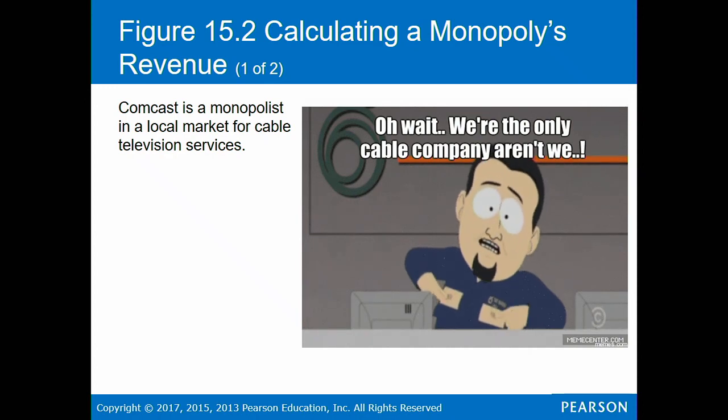So we'll look at Comcast as the example. They're a monopolist in the local market, in most local markets for television cable. When I moved to DC, there were actually 2 other competitors for Comcast. There's Verizon Fios, and there was, I forget what it's called, but there's a local DC one.